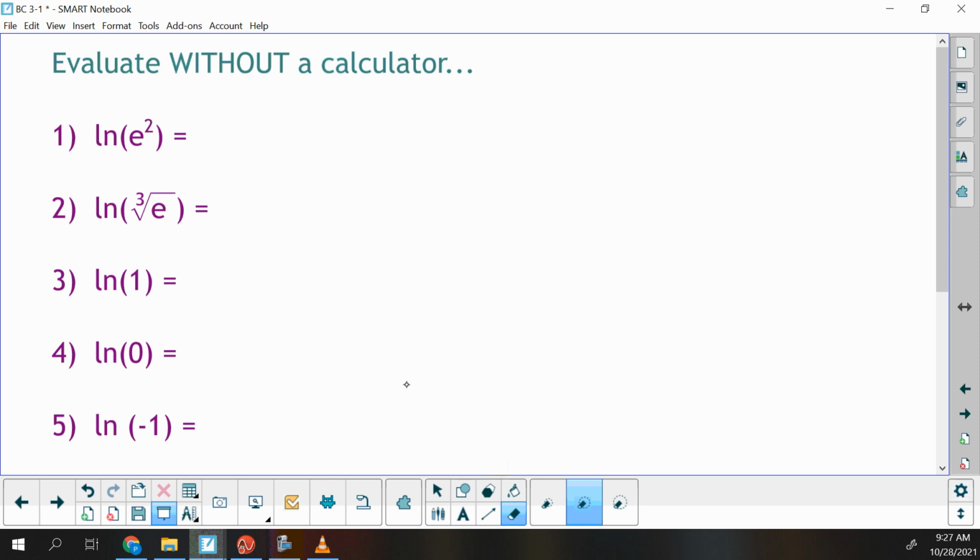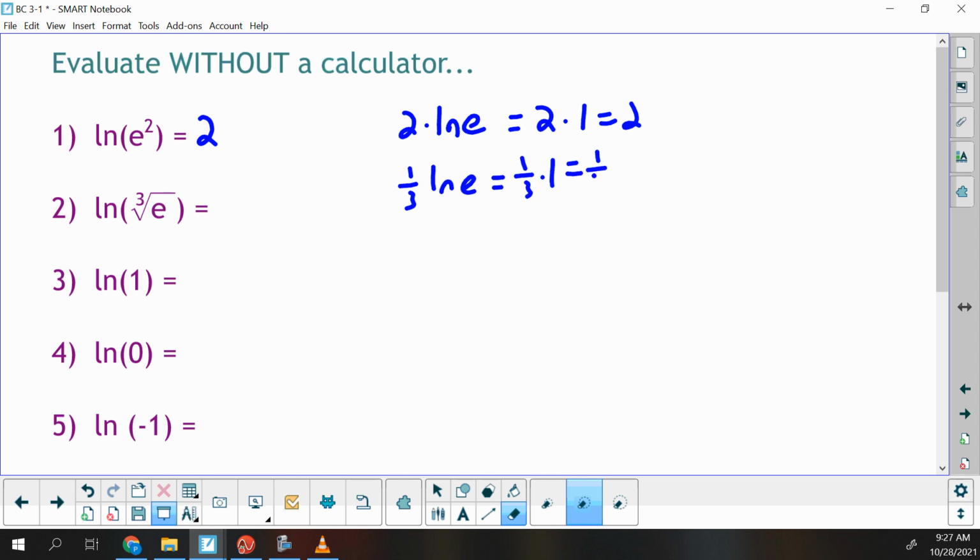So for the first one, we should have gotten 2. One of the ways you can think about that is our exponents swing out front with logs. This is 2 times natural log of e, and we just saw that natural log of e is 1, so 2 times 1 is 2. Similar idea, this is e raised to the 1/3, so the 1/3 will swing out front. We'll have natural log of e, so this is just 1/3 times 1. So we should have gotten 1/3 for this one.